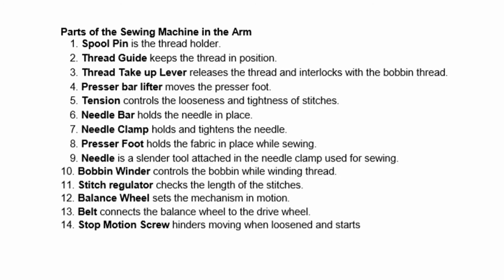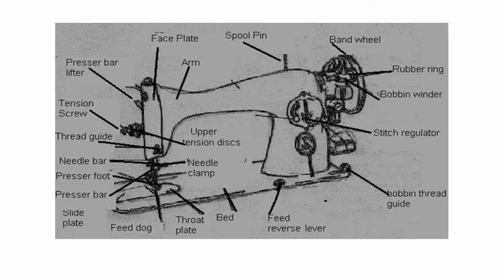We also have the parts of the sewing machine in the arm. We have spool spin, thread guide, thread take-up lever, press bar lifter, tension, needle bar, needle clamp, presser foot, needle, bobbin winder, stitch regulator, balance wheel, belt, stop motion screw. So here it goes. We have the arm, the head, and the bed. So parts of the sewing machine in the arm.